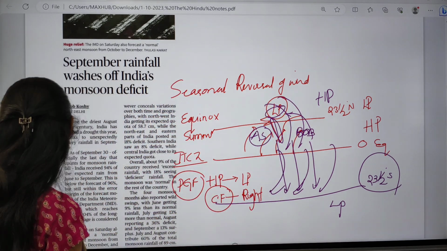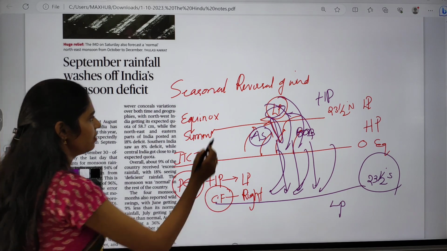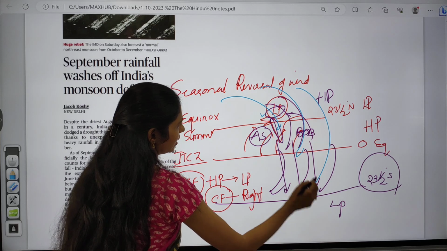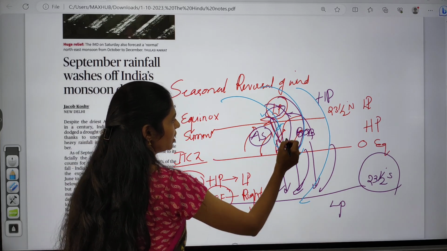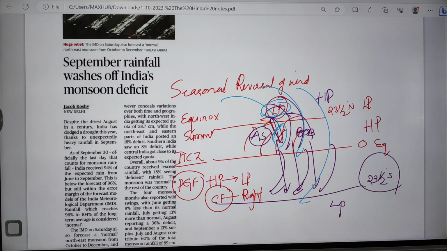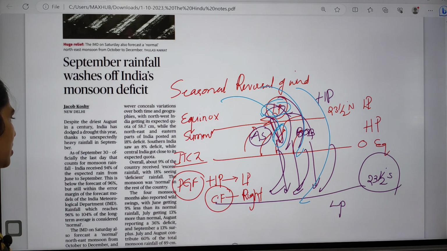So whenever the winds are moving like this, it will be causing rainfall in this region as well as in the northern part. So this is an example of the northeastern monsoon or retreating monsoon. I hope the concept is very much clear.